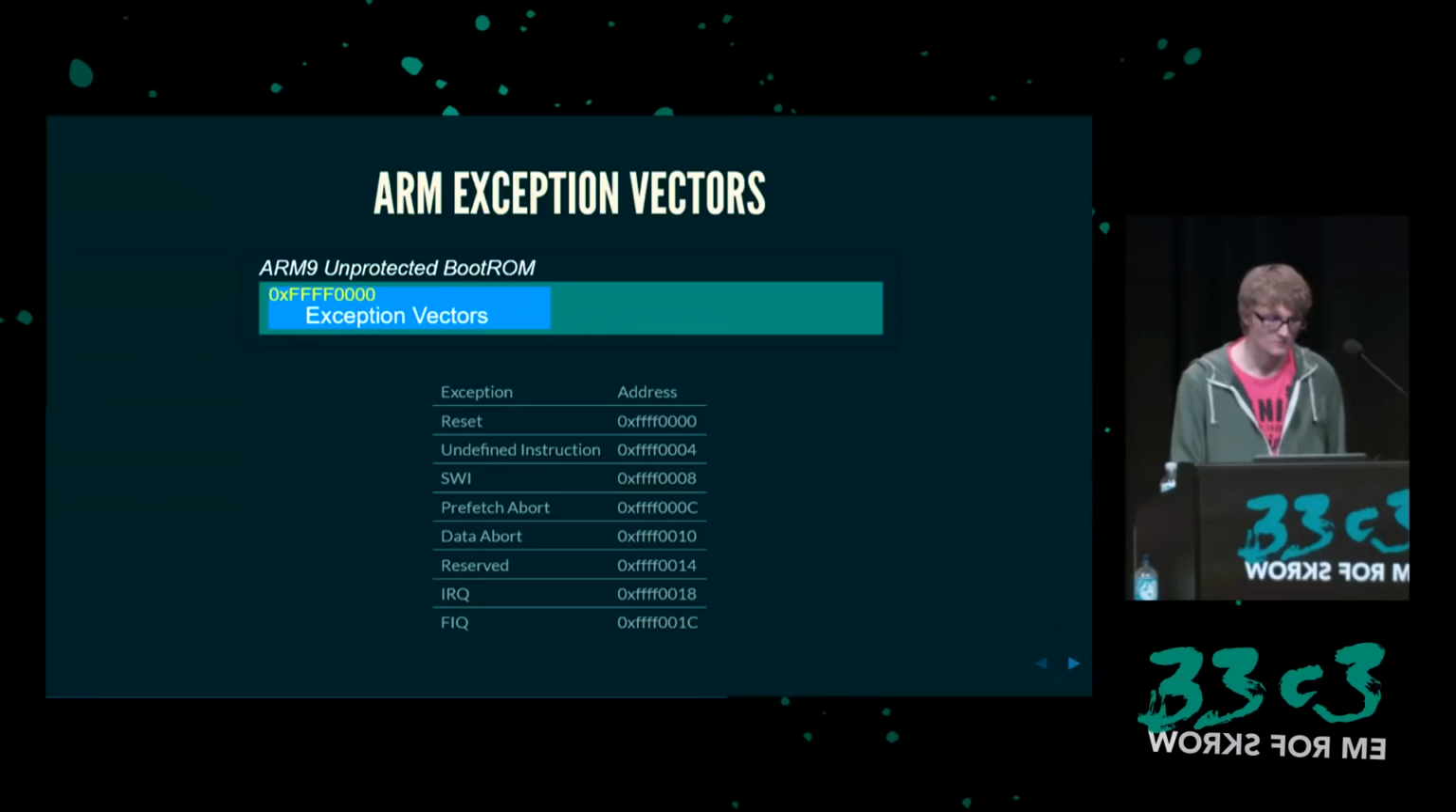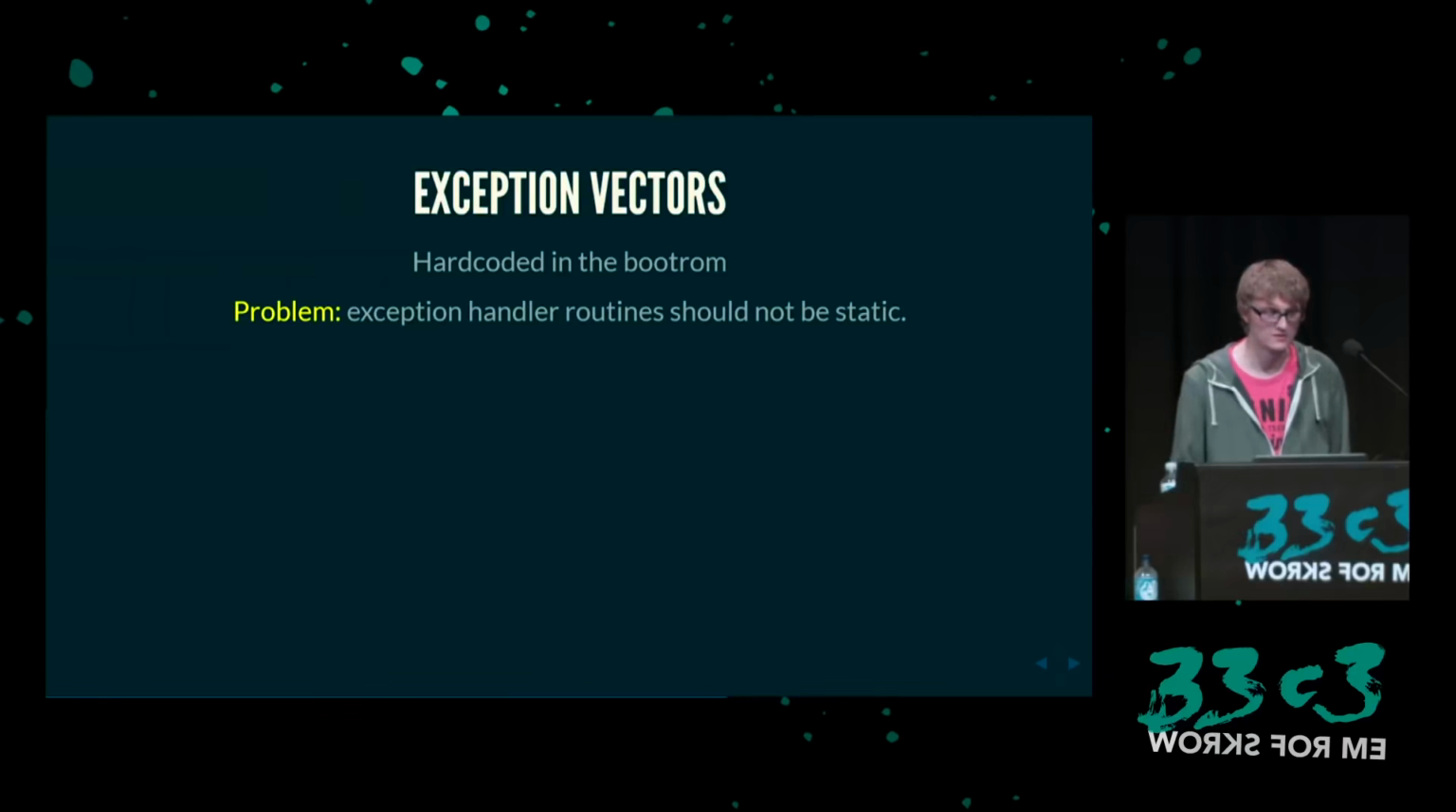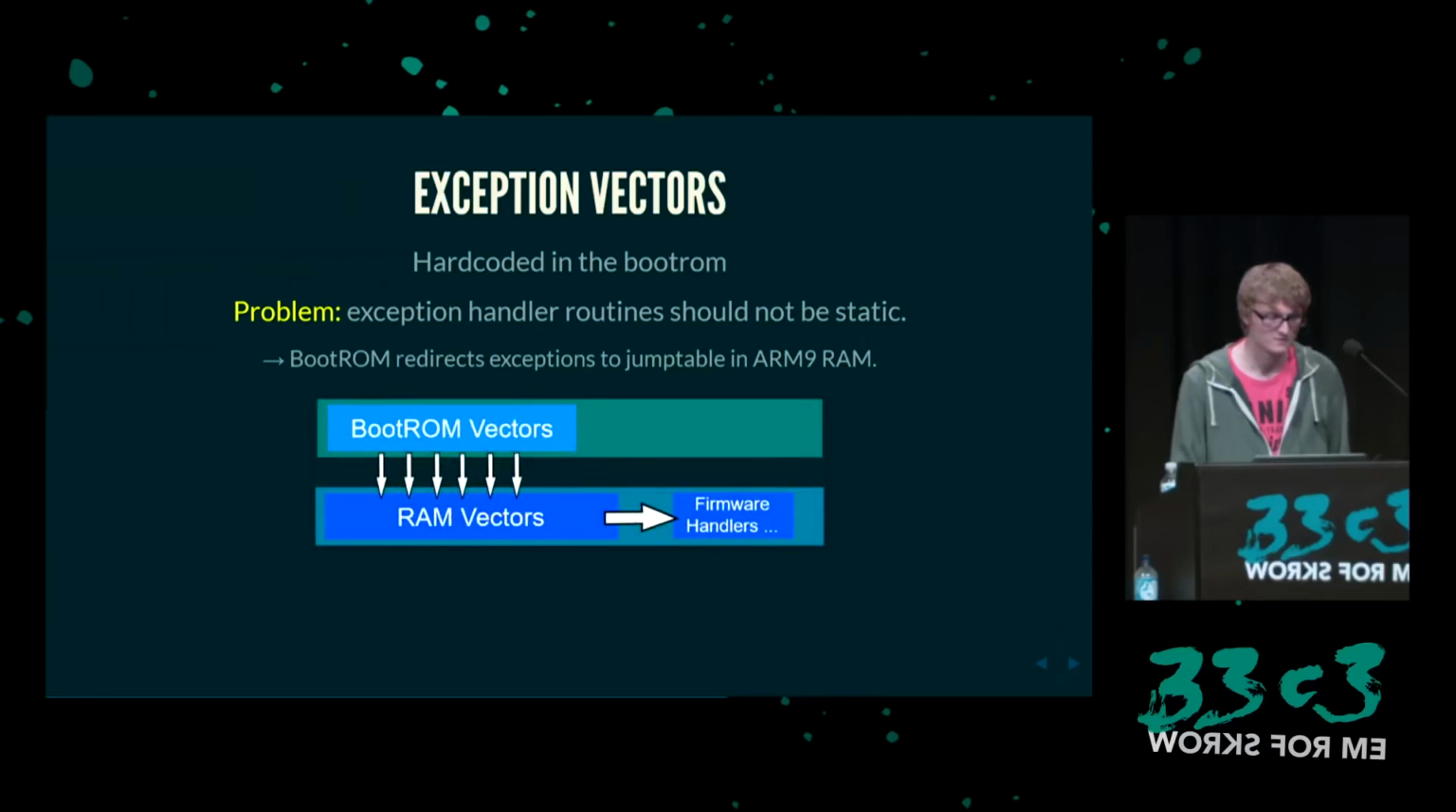So those are the exception vectors, and they are hard-coded in the boot ROM, and there's kind of a problem with that, because as a developer, you don't want to put the exception handler routines in the boot ROM. You want to be able to change the code, right? So what they do is they redirect all the exception execution flow from boot ROM to another jump table that is located in ARM9 memory.